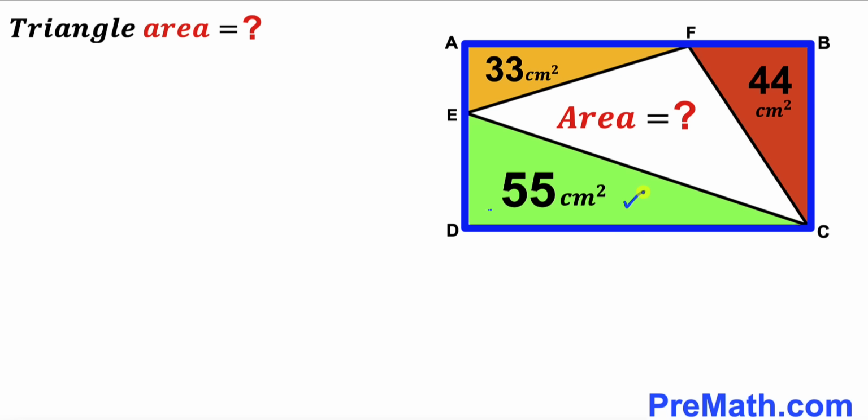The blue rectangle ABCD consists of four triangles: the green triangle, the white triangle, the golden triangle, and finally the red shaded triangle. As you can see in the diagram, the area of the green shaded triangle is 55 centimeters square. The area of the golden triangle is 33 centimeters square. And finally, the area of the red shaded triangle is 44 centimeters square. Our task is to calculate the area of the white shaded triangle.